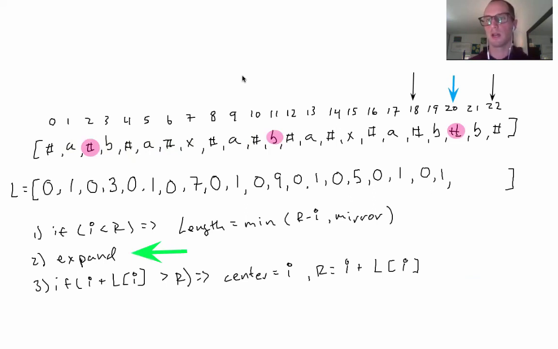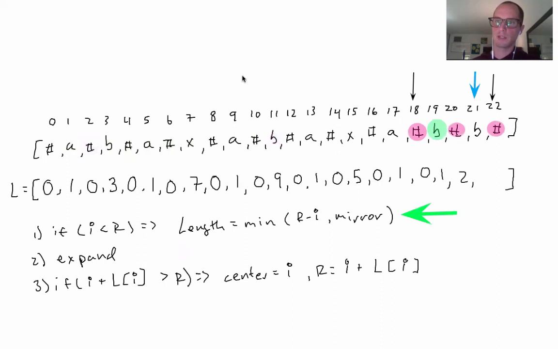So you can see that at 19 and 21, we added 1, so it was a size 1, and then the hashes match on 18 and 22, so we add another 1. So the palindrome at index 20 is of size 2. The palindrome does extend beyond the right boundary, so we will update the right boundary and we'll update the center.